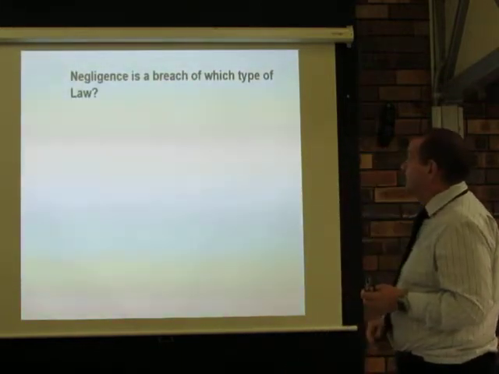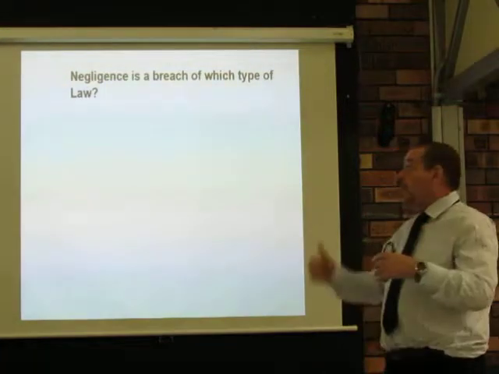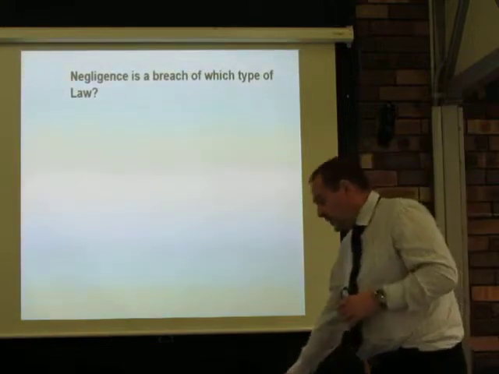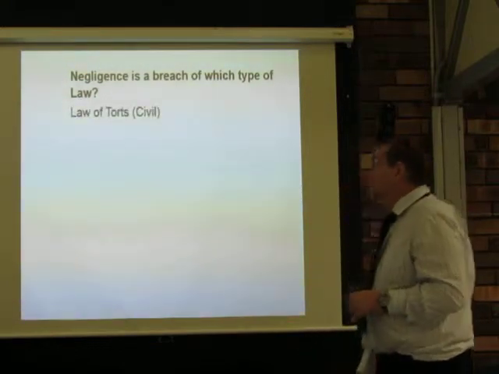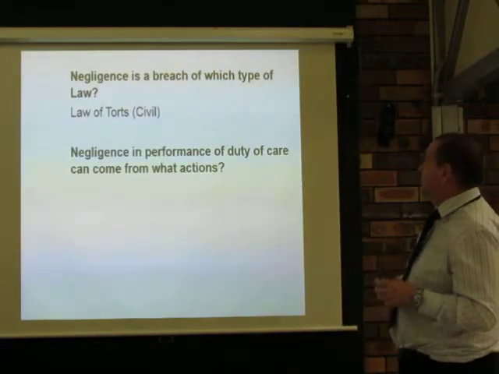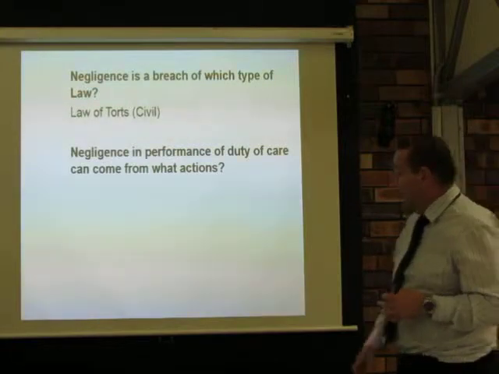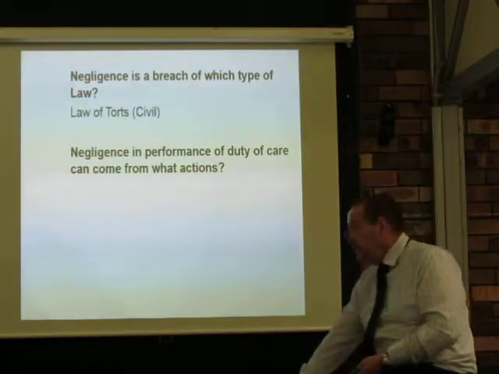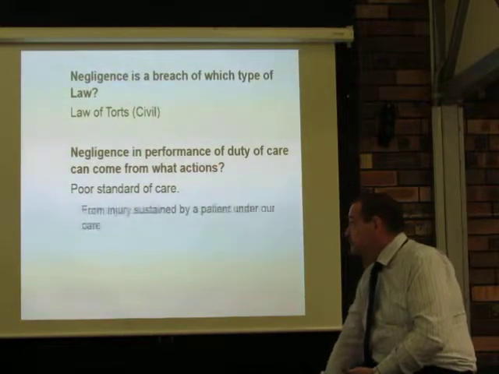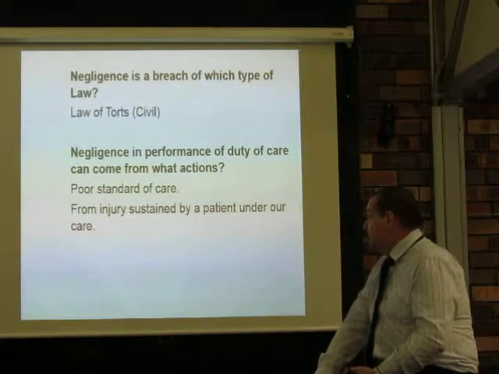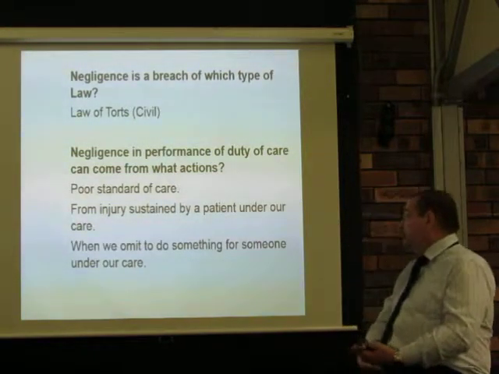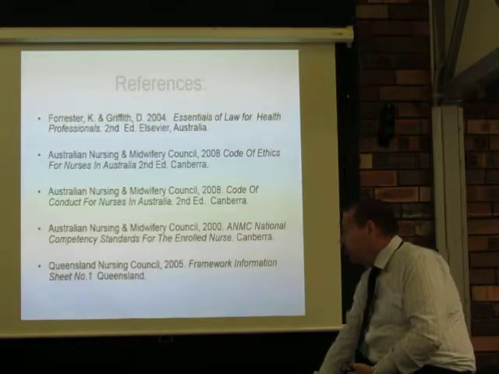Okay? A couple of little questions and good things to remember. Negligence is a breach of which type of law? Civil law. Law of torts. Civil. Negligence in performance of duty of care can come from what actions? There are a number of them we mentioned. Poor standard of care. Injury sustained by a patient under our care. When we omit to do something for someone under our care.